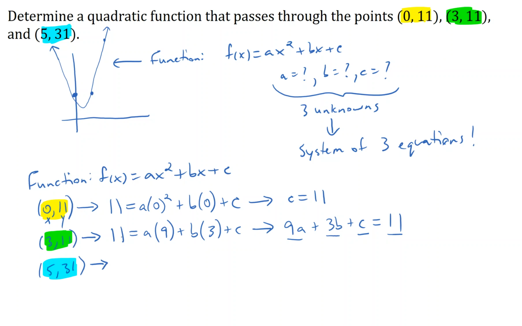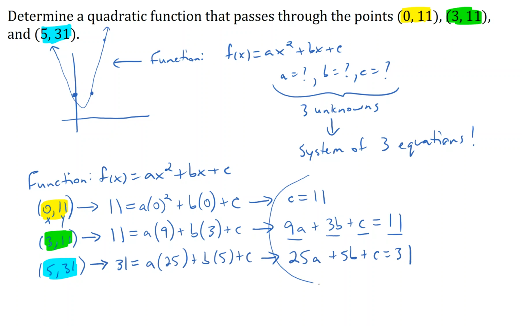Plugging in 31 for y, I get 31 equals a times x squared, x is 5, so that's a times 25, plus b times x, which is 5, plus c. And we get our third equation, 25a plus 5b plus c equals 31. So here is our system of three equations.